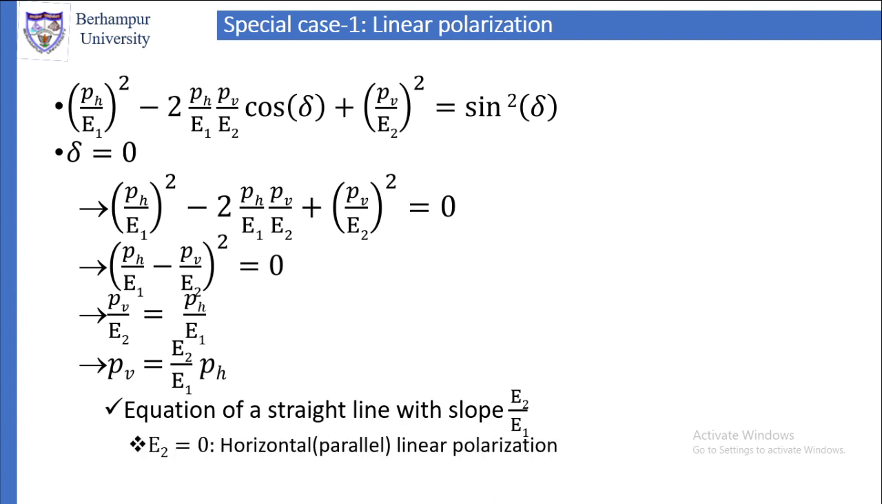So suppose E2 is equal to 0. If E2 is equal to 0, then this is horizontal, or this is called parallel linear polarization. If E1 is equal to 0, then this is called vertical or perpendicular linear polarization. E2 equal to 0 means the locus will be a straight line which is horizontal, parallel to the H axis. If E1 is equal to 0, it will be a straight line which is vertical, or parallel to the V axis.